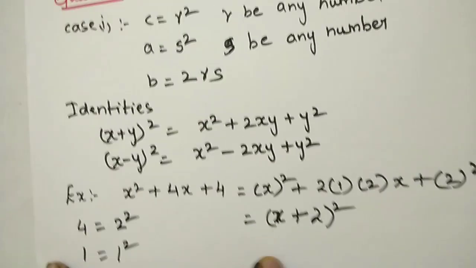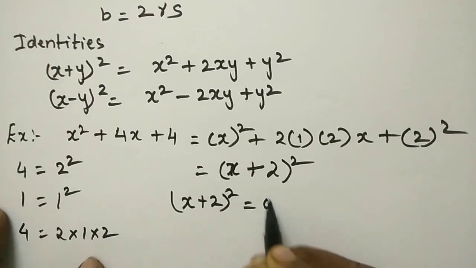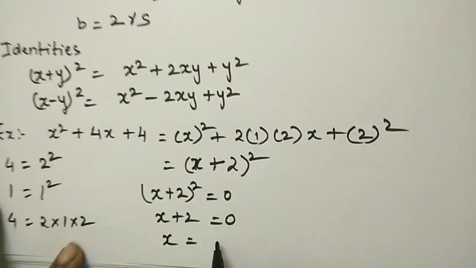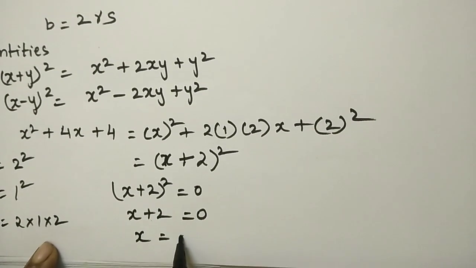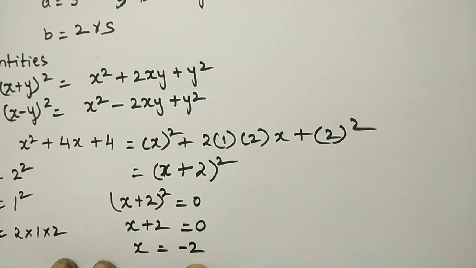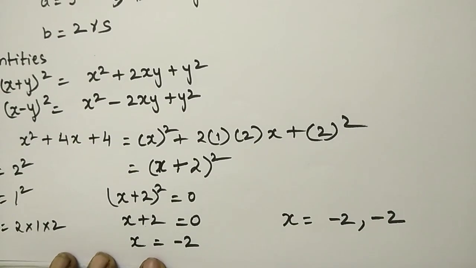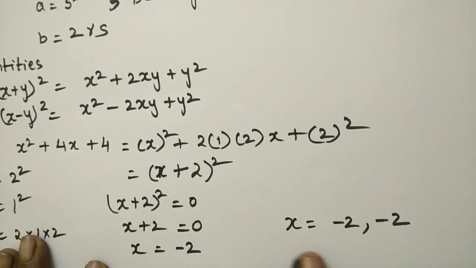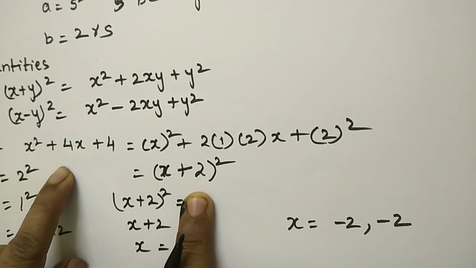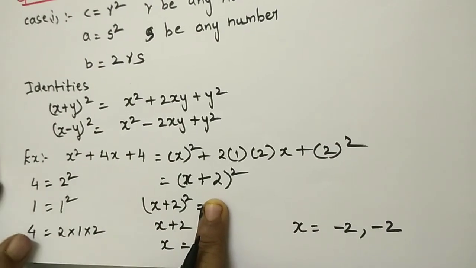To find the value of x, simply equate it to 0. x plus 2 whole square is equal to 0. So this can be expressed as x plus 2 equal to 0. The value of x will be, on taking plus 2 to the right hand side, minus 2. As it is square, we have to get two values of x, is it not? So the values of x are minus 2, minus 2. Finally, we got the values of x, the factors, using the algebraic identities for a quadratic algebraic expression. Now let us see the case of c not equal to r square.